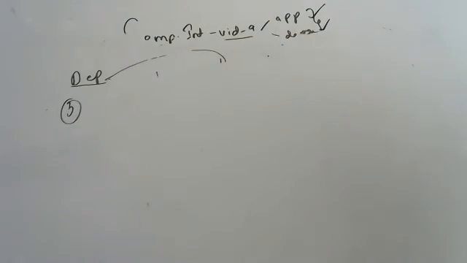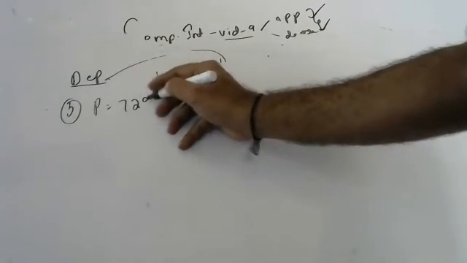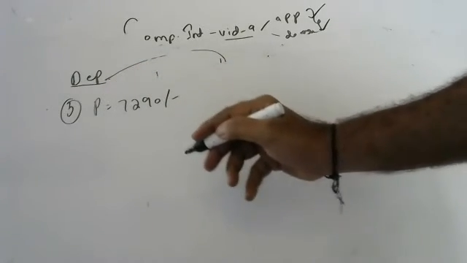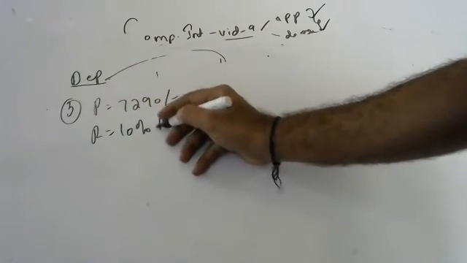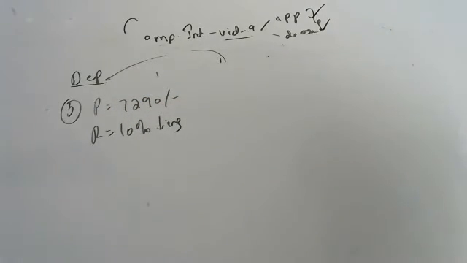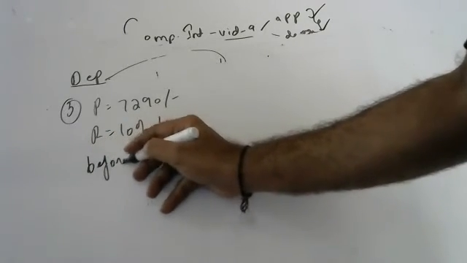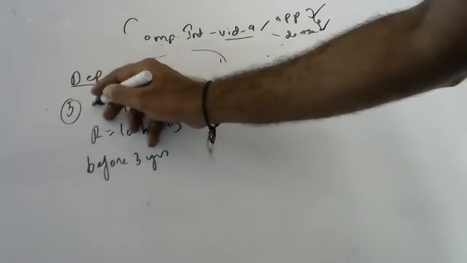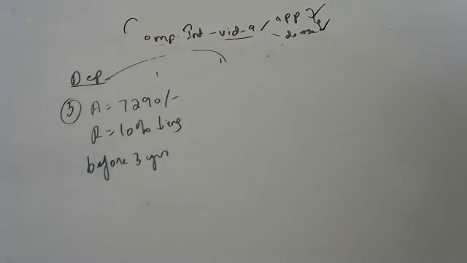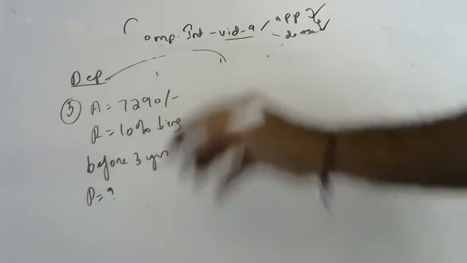Nandika, the present price of a scooter is 7,290 rupees. If its value decreases every year by 10%, it is depreciating. Find its value before 3 years. Before 3 years, what was its cost? I will take this as the amount.